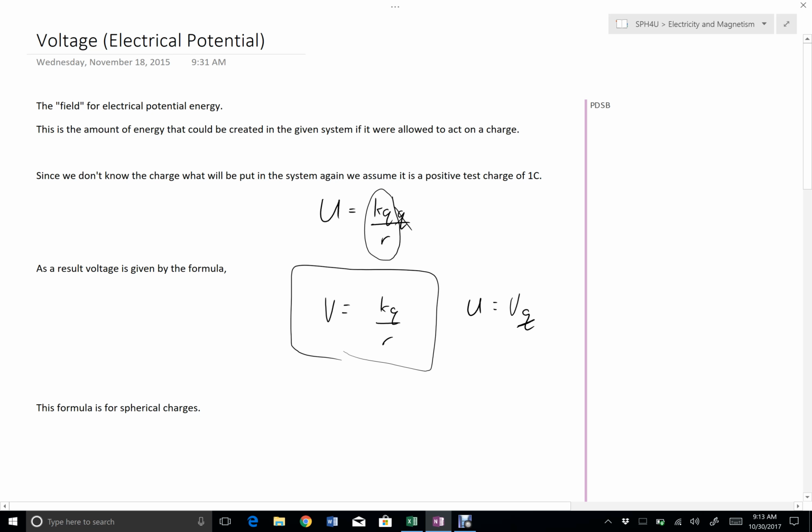This formula, once again, is for spherical charges, so we're imagining that we have some spherical charge. If we want to get a total voltage, just like with potential energy, we can just take the scalar sum of the individual voltages generated by individual point charges. So if I have something more complex, like 3 point charges, I can come up with the total voltage at some location by simply adding the voltage created by the 3 charges.